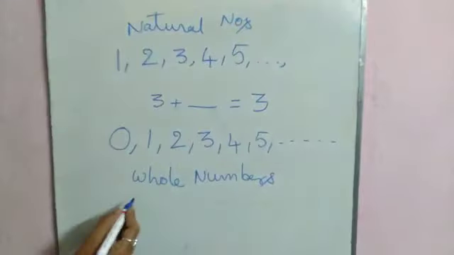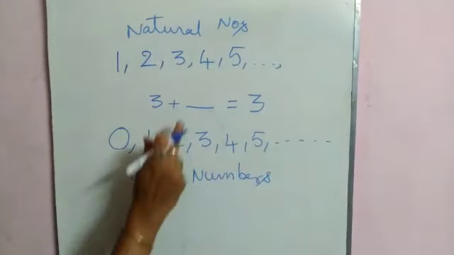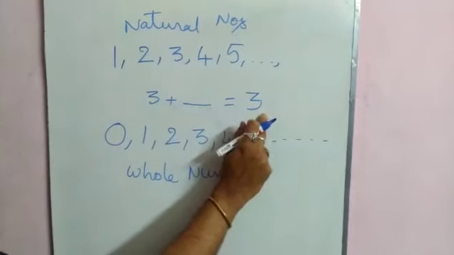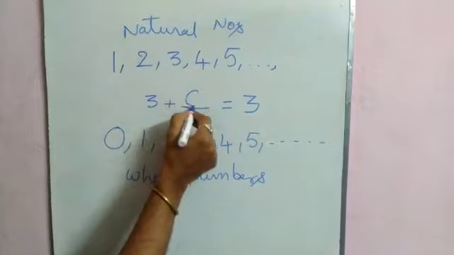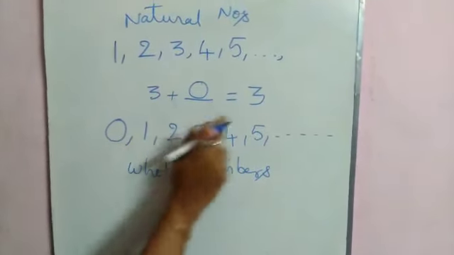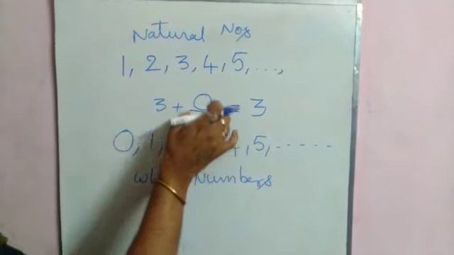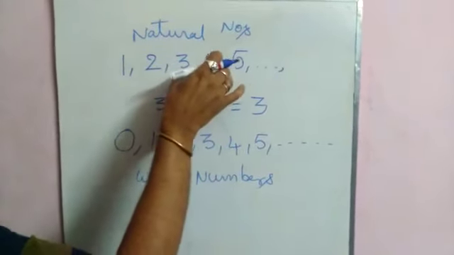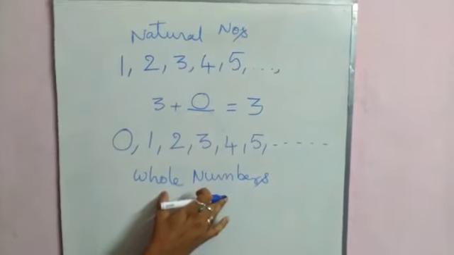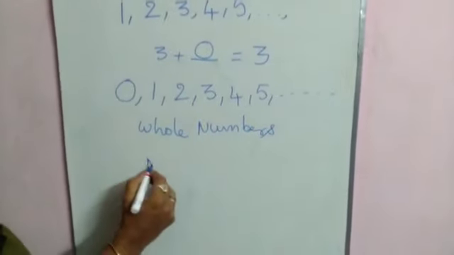The question I asked: what is the first whole number? 0. Now let us try to answer the question. 3 plus which number gives me 3? Obviously the answer is 0. 3 plus 0 is 3. So this is one property which is missing in natural numbers, and it is found in the case of whole numbers.